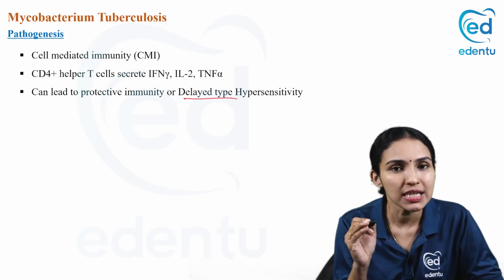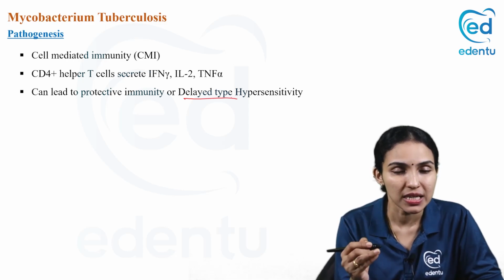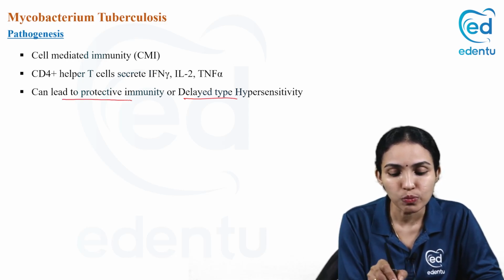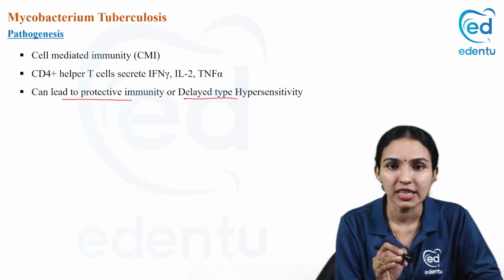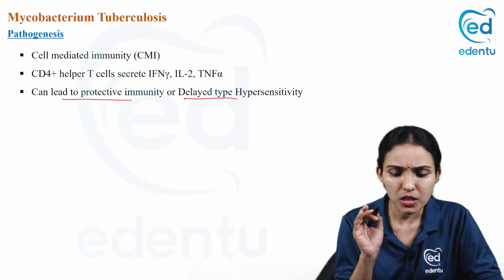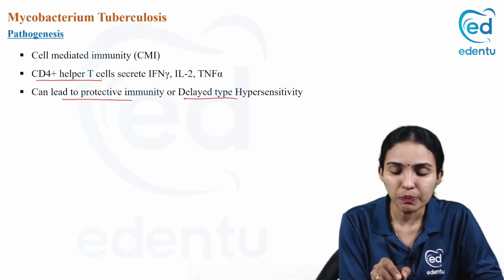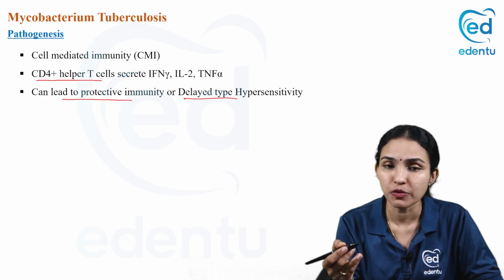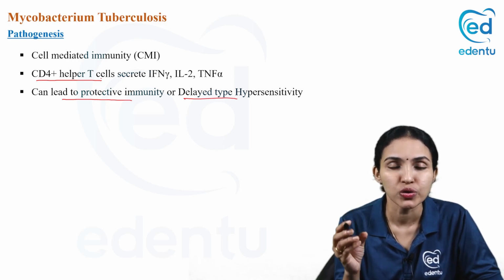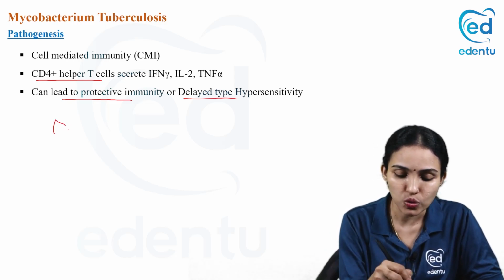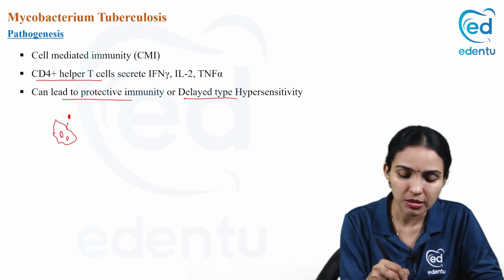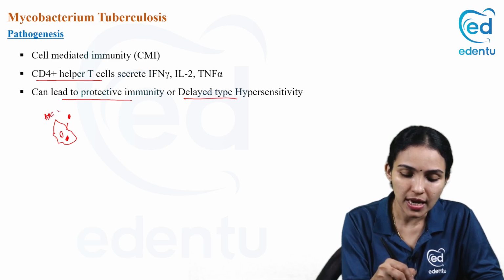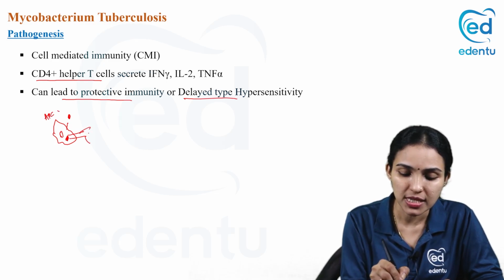So when TB bacilli enter a person, it can elicit a cell-mediated immune response, which can lead to both protective immunity and also a delayed type hypersensitivity reaction. Basically, the CD4 helper T cell gets activated in any kind of infection when an antigen presenting cell shows the antigen to a helper T cell. So this is the antigen presenting cell. It has engulfed the TB bacilli, and this APC is going to present this antigen to a CD4 T cell. CD4 T cell is your helper T cell.